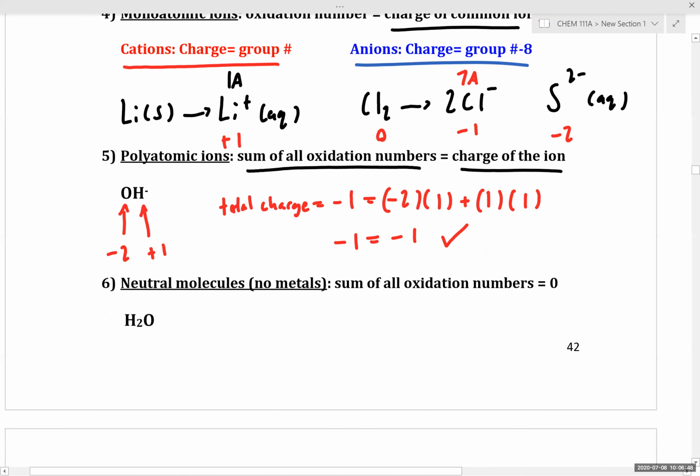Okay, so let's look now at neutral molecules. For neutral molecules, the sum of all oxidation numbers is going to be equal to 0. So for example, H2O.